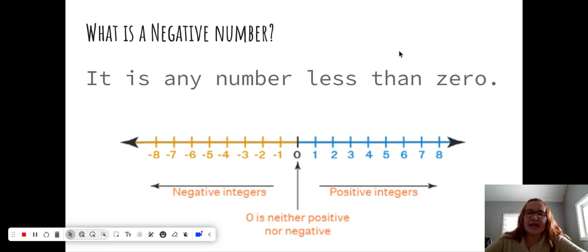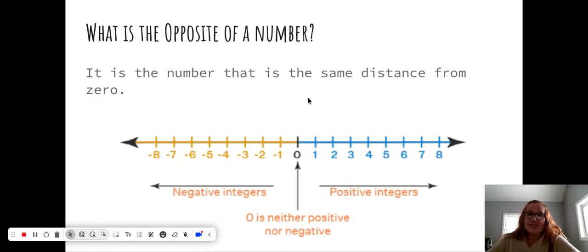So let's start out thinking about what is a negative number. Remember, we have our negative numbers here on the left. The farther away from 0, the smaller it is. The positive numbers are on the right. The farther away from 0, the larger they get. So kind of opposites, right? Now remember, 0 is just 0. It's neither positive or negative. It is just our starting point for both the worlds, negative land and positive land.